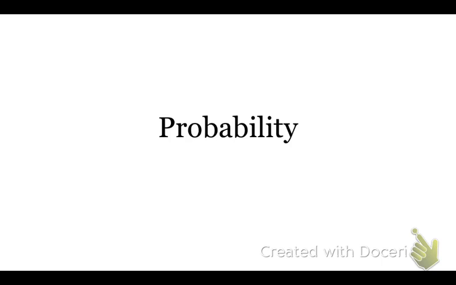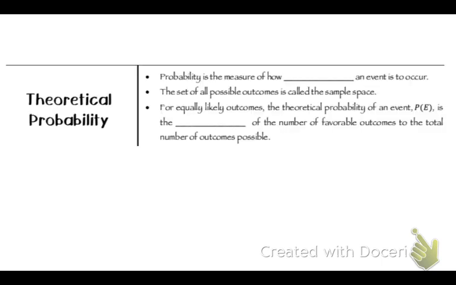So I'll talk to you guys about it tomorrow, but let's talk about probability, because probability is something that you are going to see on the ACT. It pops up a lot. Like when people ask you math questions, probability is one of the most common. So probability is the measure of how likely an event is to occur, and the set of all possible outcomes is called the sample space. For equally likely outcomes, the theoretical probability of an event, P of E is what they usually would say, is the ratio of the number of favorable outcomes to the total number of outcomes possible.